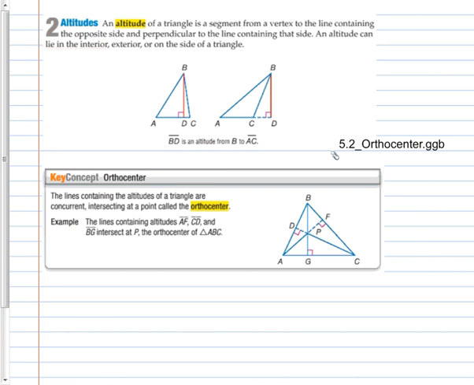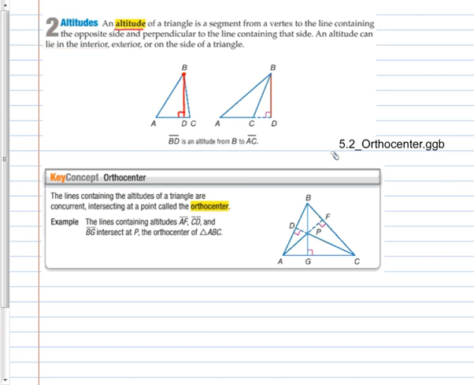Second one. The second concurrent point is formed by drawing altitudes. So we need to make sure we know what an altitude is. An altitude is in a triangle. If we start at a vertex, just like when we were doing the medians, but this time we draw a line segment that is perpendicular to the opposite side. That is an altitude. Now notice on this acute triangle that the altitude is inside the triangle.